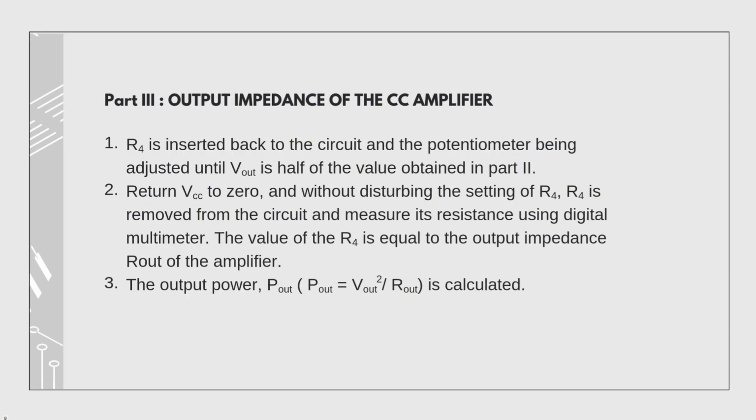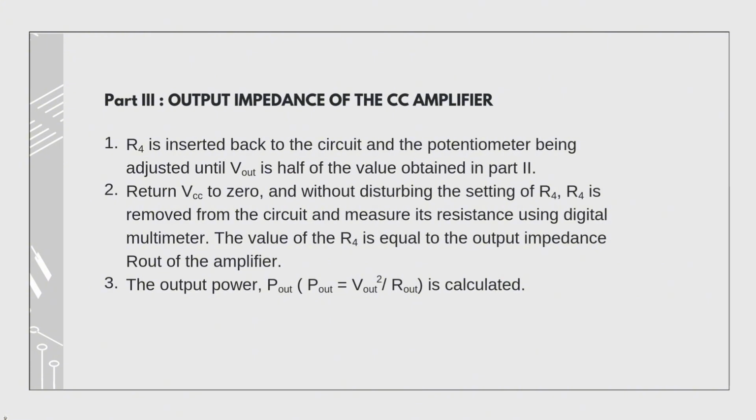The next part is part 3, which is the output impedance of the CC amplifier. Firstly, R4 is inserted back into the circuit, and the potentiometer is adjusted until Vout is half of the value obtained in part 2. After that, return VCC to 0, and without disturbing the setting of R4, R4 is removed from the circuit and its resistance is measured using a digital multimeter.